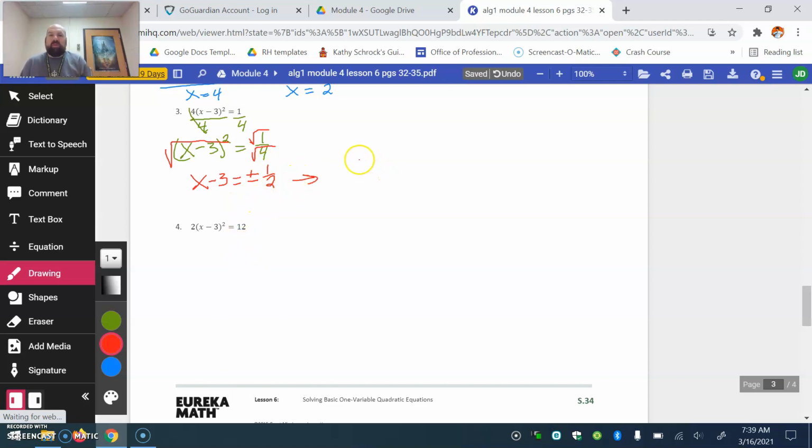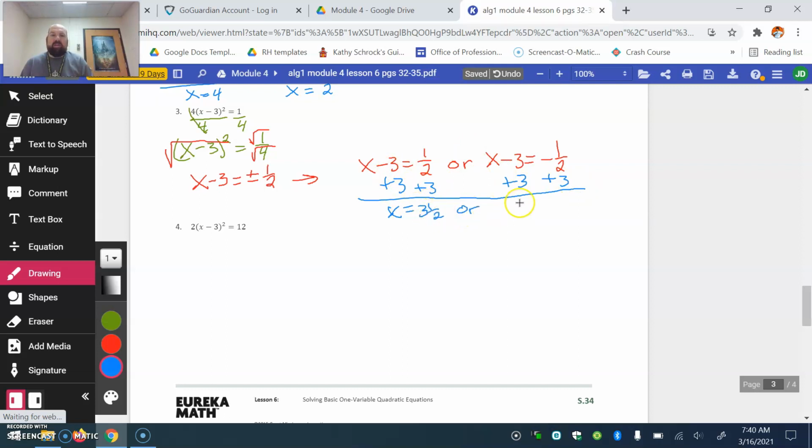So that means we have 2 equations. x - 3 = 1/2, positive 1/2, or x - 3 = -1/2. Again, add 3 to both sides. I'm kind of setting this all up as solving them both at the same time. So x is equal to 3.5, or x is equal to, be careful, negative 1/2 plus 3 is 2.5. And that is my 2 possible answers for this one.